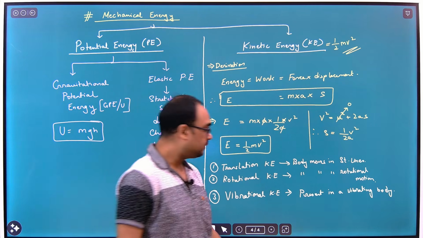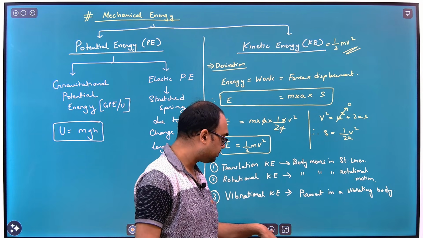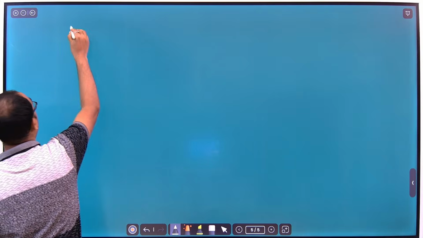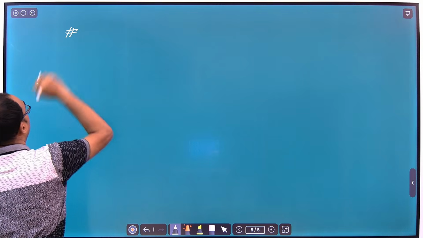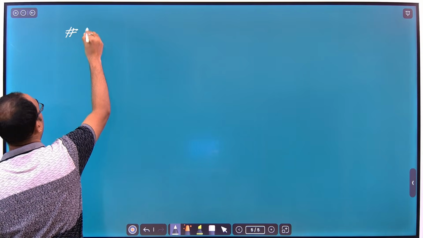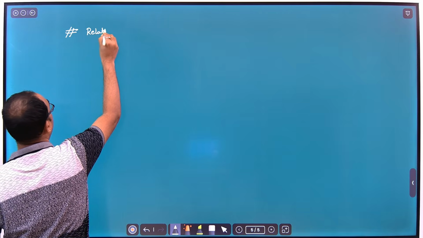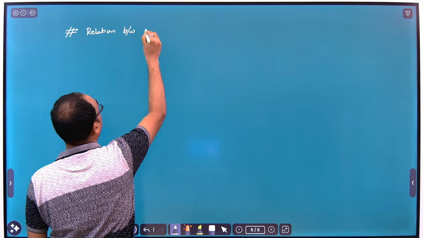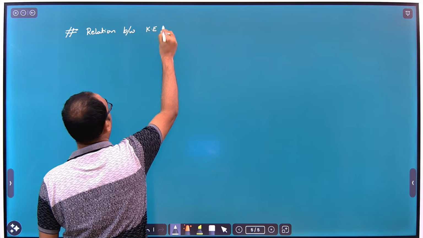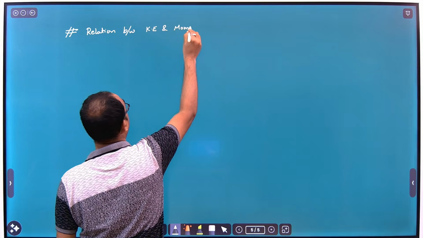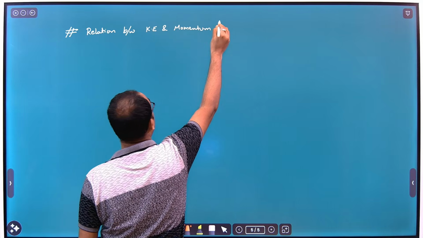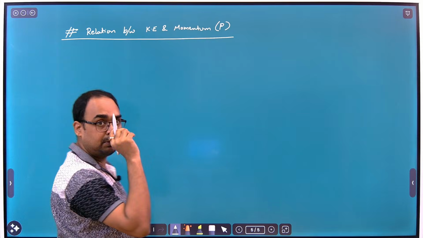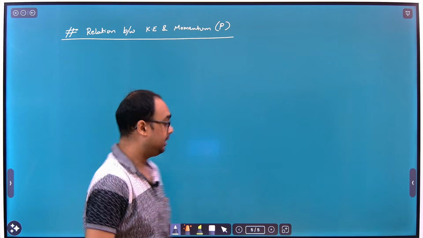Now, let's move to the next topic, that is the relation between kinetic energy and momentum. Momentum is denoted by P. Relation between kinetic energy and momentum.